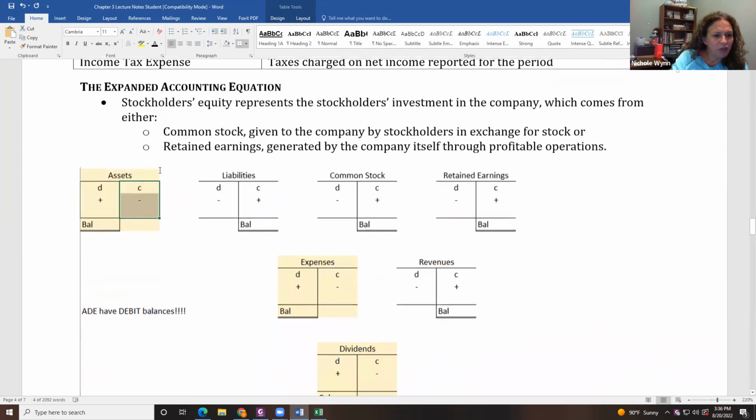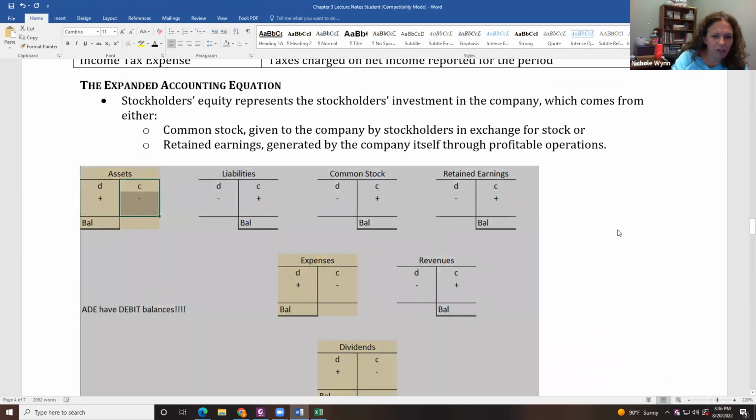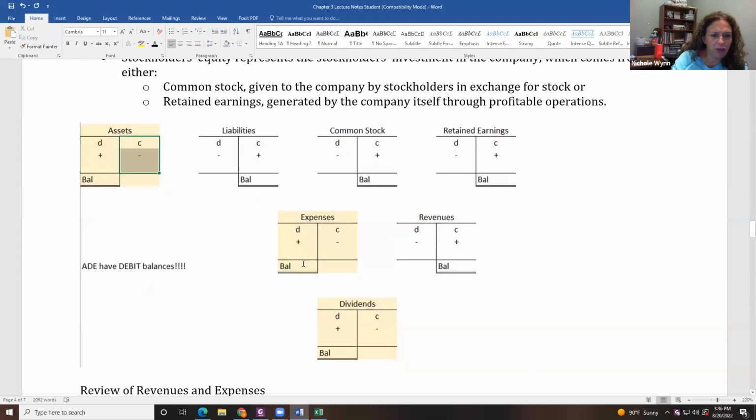So the next thing is just a review of the picture that we actually took, the thing we drew in chapter 2. So I went ahead and just put it directly into your notes now, all filled in pretty.